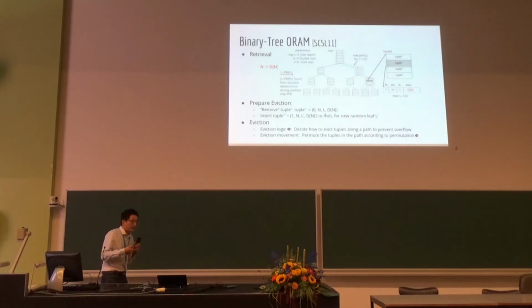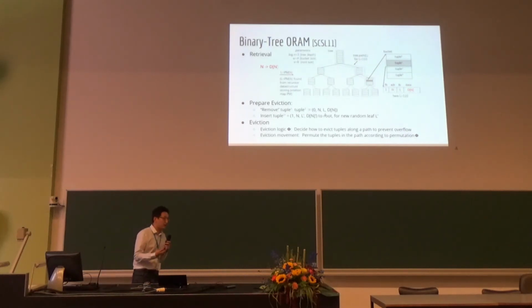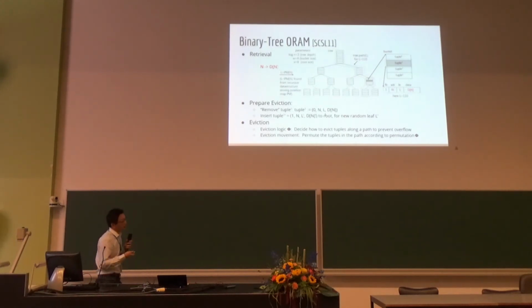Now, after the retrieval, we probably want to do some cleaning up, like data relocation and shuffling, because if we don't move the data, the next time we try to access the same address, it's probably still at the same spot. That's an obvious access pattern, so some leakage. So we probably want to do some relocation on the data.